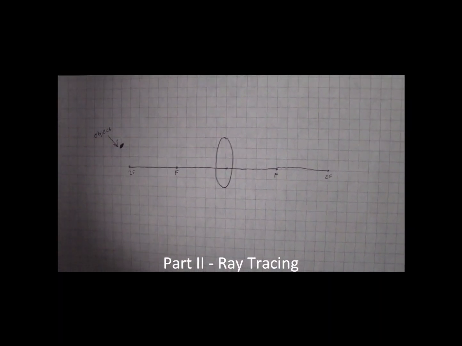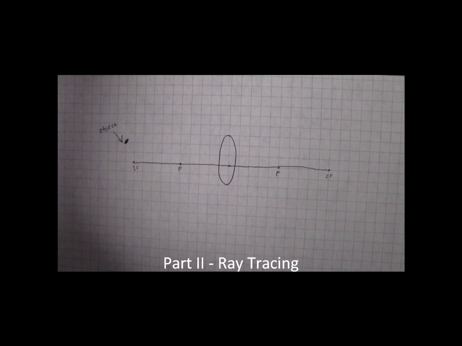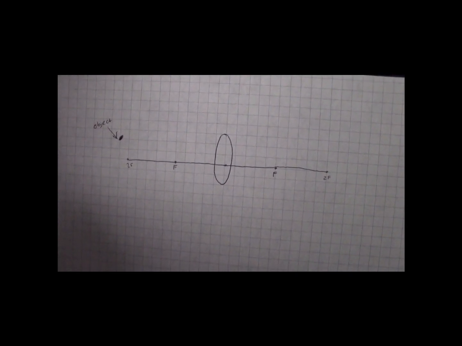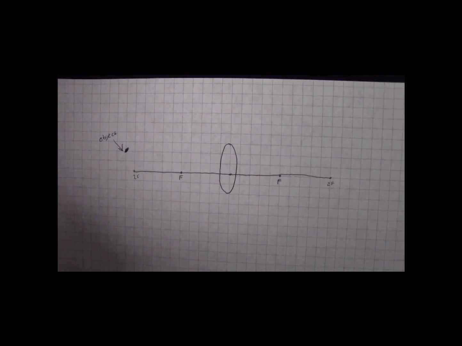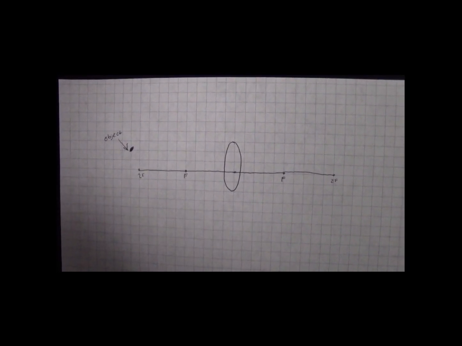Okay, so for part 2 of part 2, we're going to use a different method to figure out the image distance. This time we're going to predict the image distance using the ray tracing method.